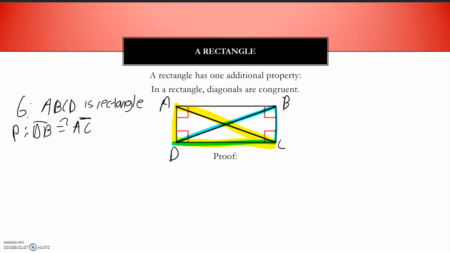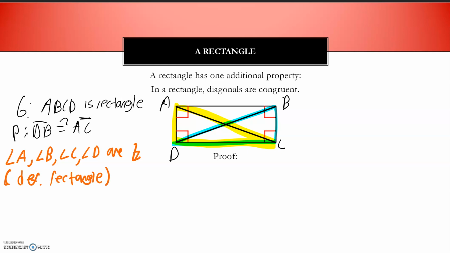So that would mean our first statement should be that angles A, B, C, and D are right angles. And again, that's your definition of rectangle. You can say "if rectangle, then 4 right angles" if you like, but that's a lot of writing to me. So that's our first step of the proof.